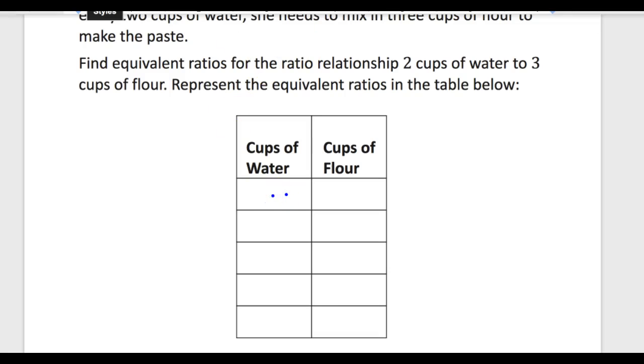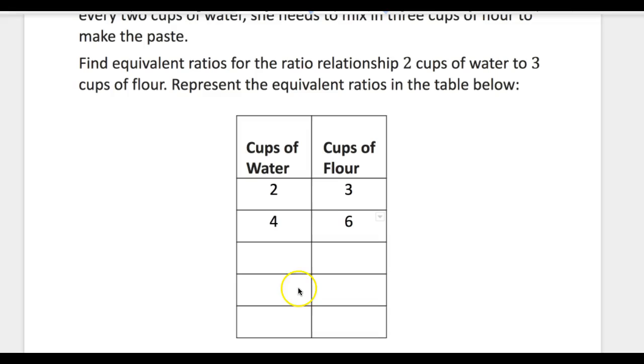So let's put 2 inside here for cups of water, and 3 for cups of flour. All right. What would the next possibility be? If we were to make another batch, if we wanted to have enough for twice the batch, well, we would have 2 more cups of water, so that would make a total of 4 cups of water, and 3 more cups of flour, so that would make a total of 6 cups of flour.